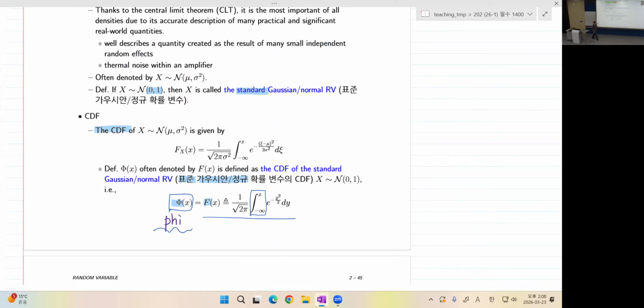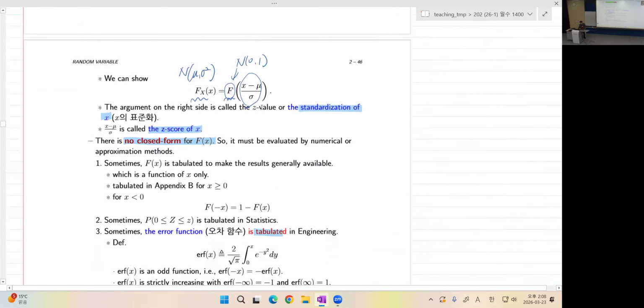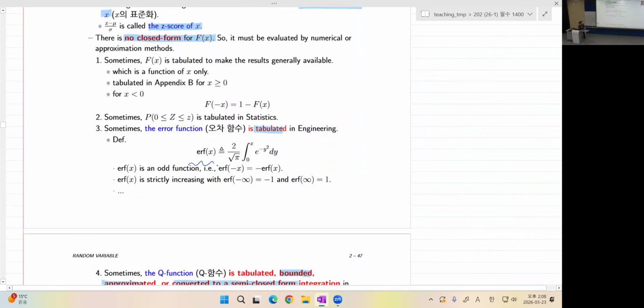So it's not easy to even numerically tabulate this result. But since no closed form exists, people usually tabulate. And some engineering subjects love not the Gaussian CDF, but the so-called error function. So they have a slightly differently scaled version of the bell curve, and they have tabulated the error function.